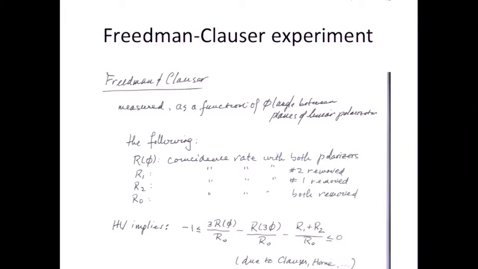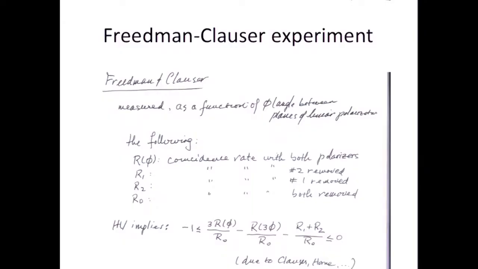This is basically establishing the background of coincidences that are just random. And in Clauser's paper, or connected with Clauser's paper, was this so-called hidden variable inequality, which said that this combination of those rates had to lie between -1 and 0.